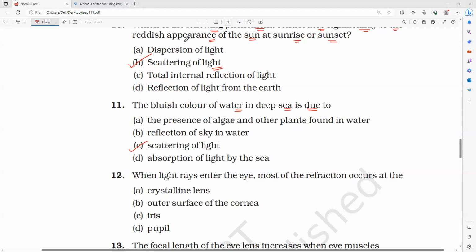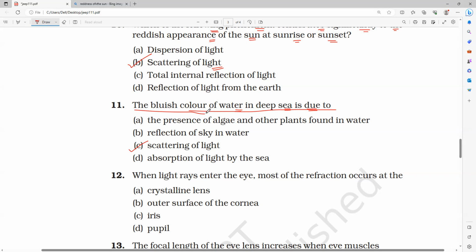As the wavelength of the blue light is less, most of the blue light will be scattered when you keep on going deeper into the deep sea. Please note that, and that question is also very important. So the bluish color of the deep sea is also one of the examples for scattering of light. You can check in your book, is it there or not?